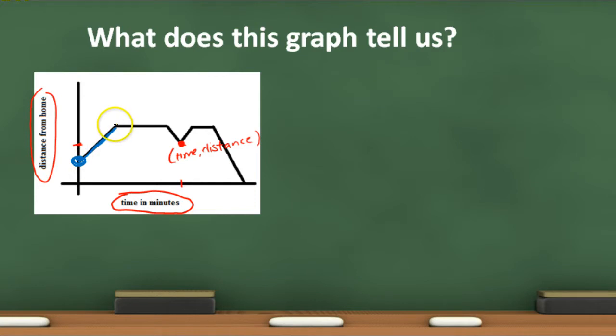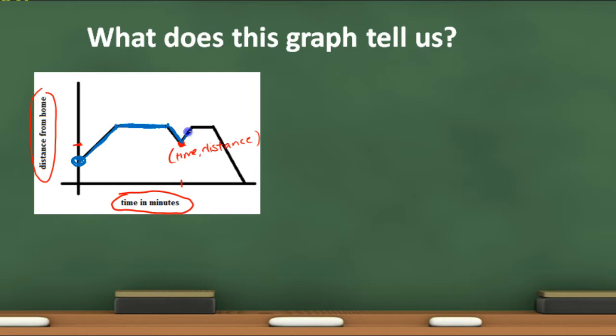Maybe they went to the store or to another person's house, and then they stopped there and stayed there for a while. That's why it's flat. They're not moving further from home. They're just staying in place. And then they started to head back towards home.